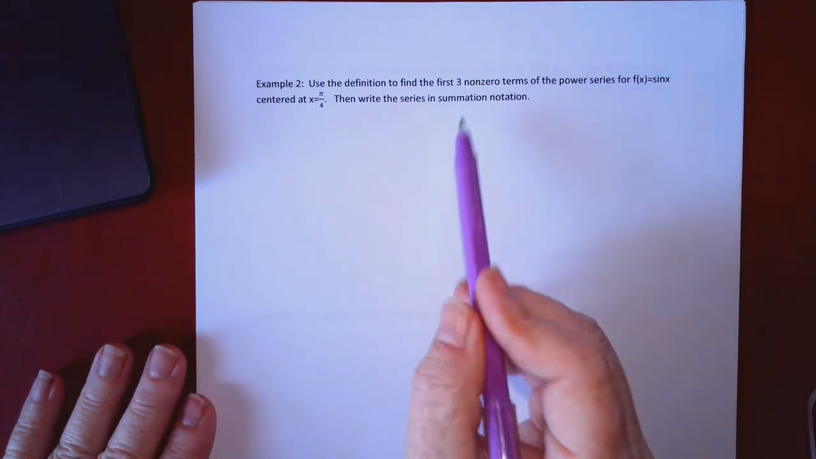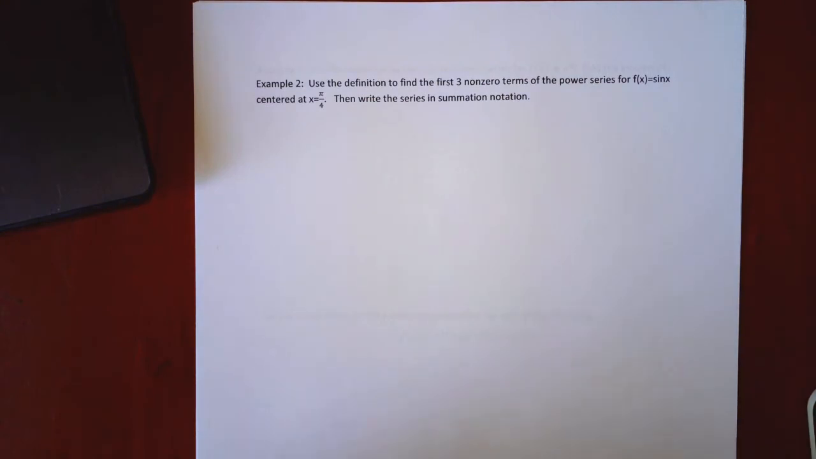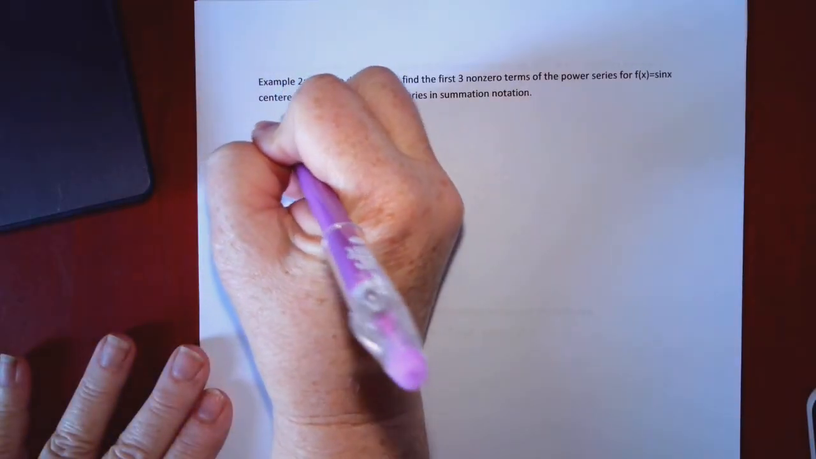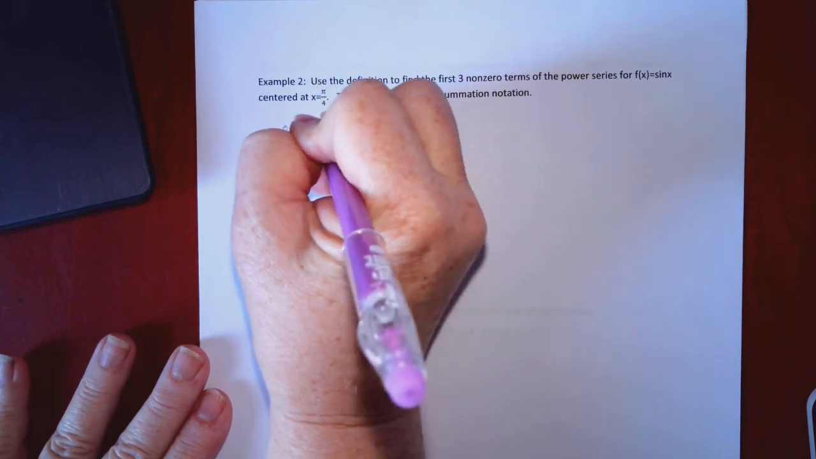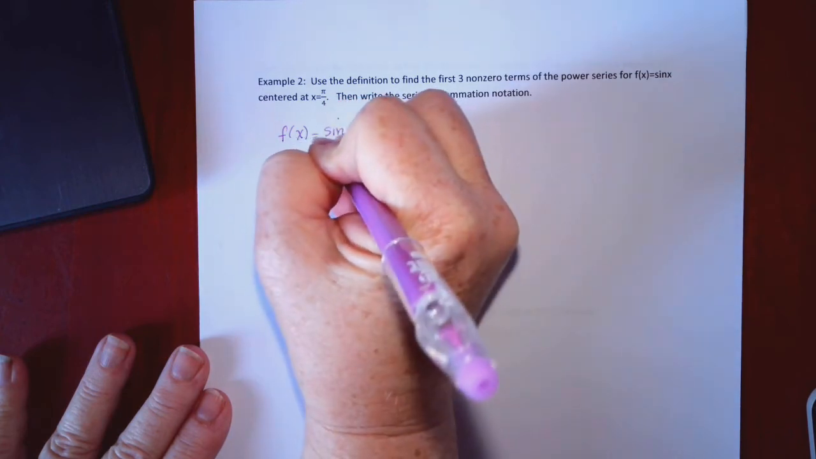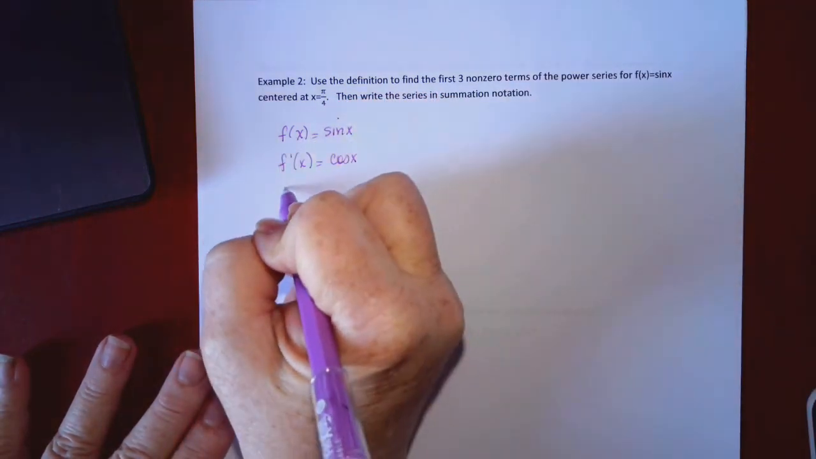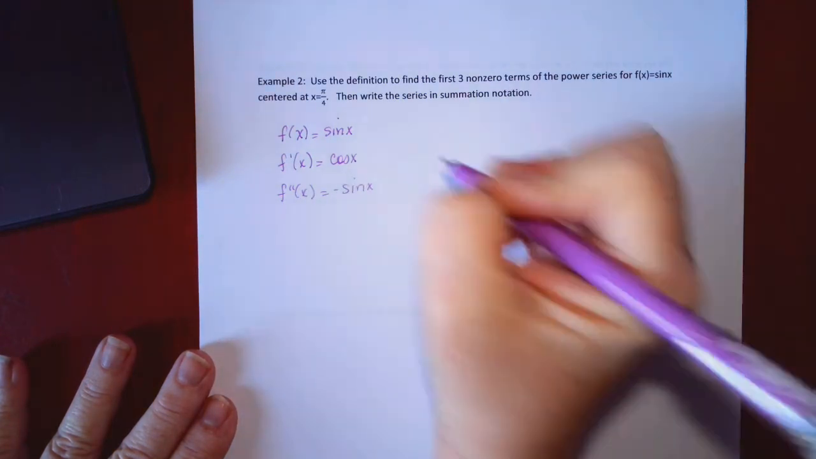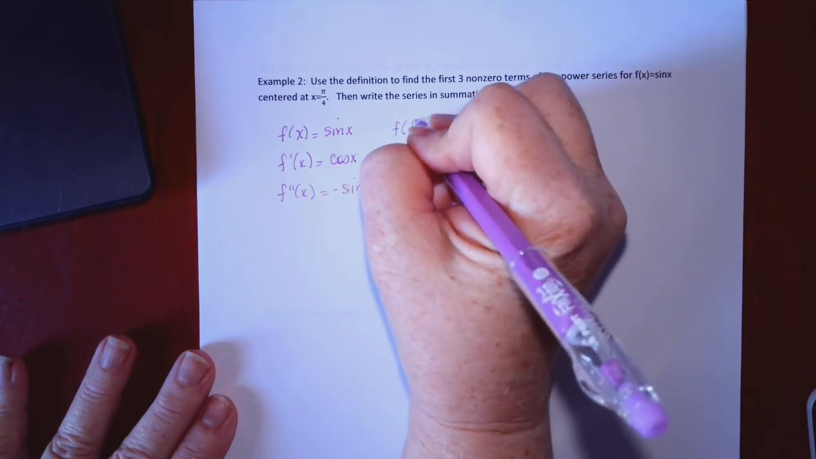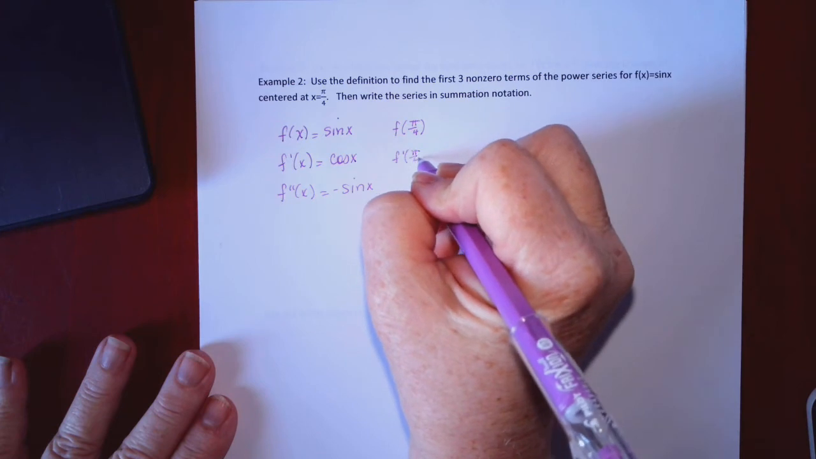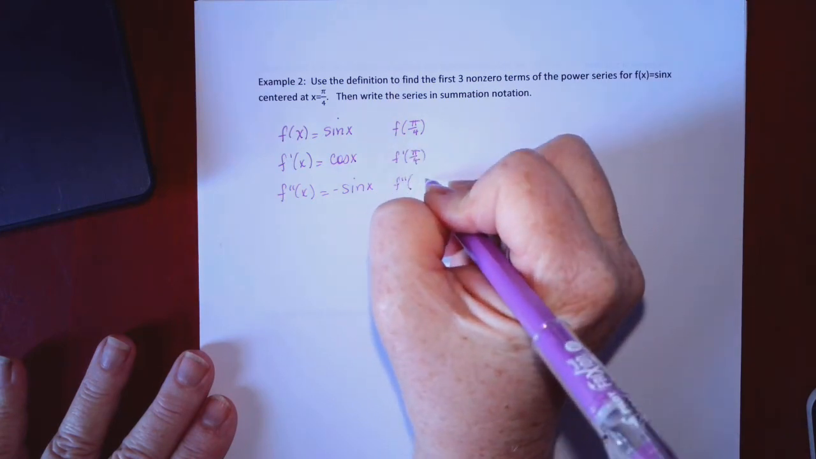To find three non-zero terms, we're going to have to take at least two derivatives, and we can stop there if none of them are zero. So I'm going to start out with my function. My first derivative will be cosine x, and my second derivative will be negative sine x. Then I'm going to evaluate those functions at the center and hope that none of them are zero.